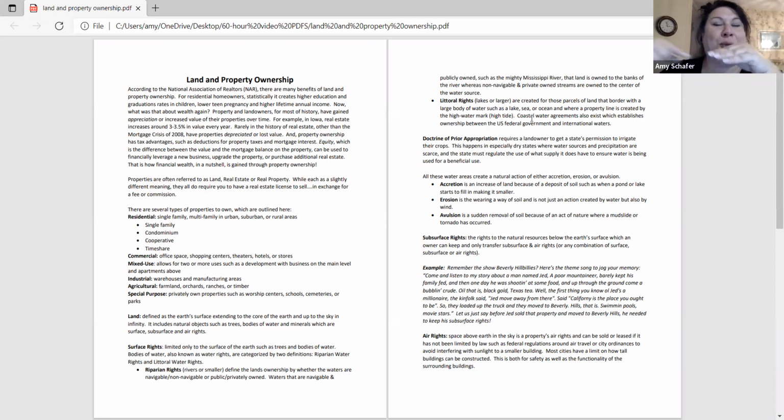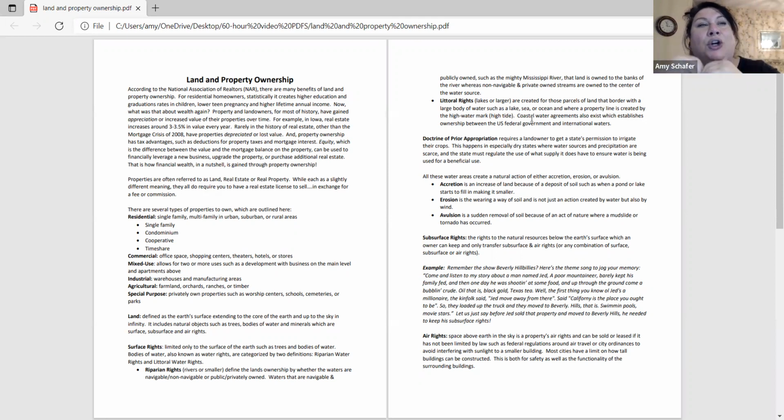We don't just draw a string down the center of it. So while the actual property line might be in the middle, we're still able to navigate it. We're just not able to put a dock on each other's property, obviously without permission. Littoral rights is where I think maybe you've got the best candidacy for a test question.